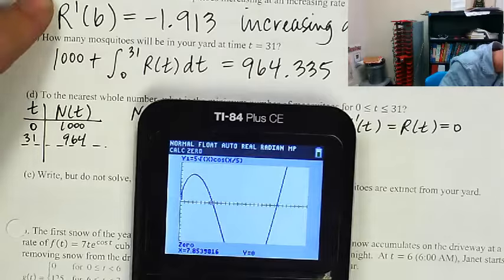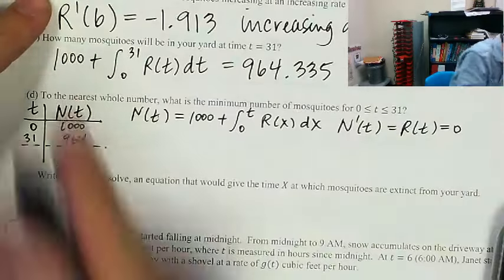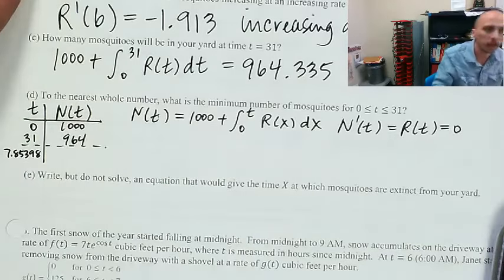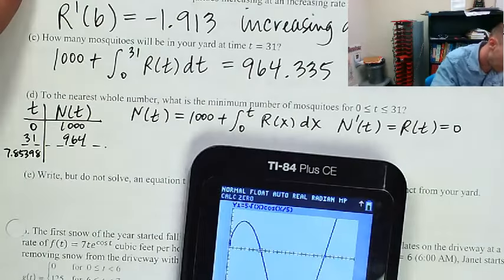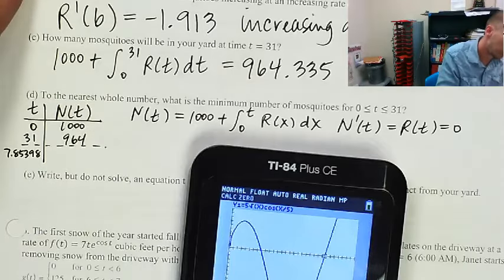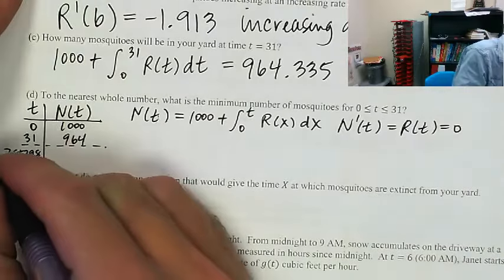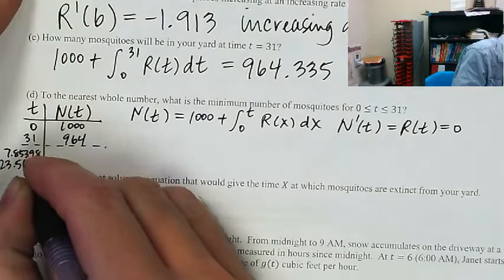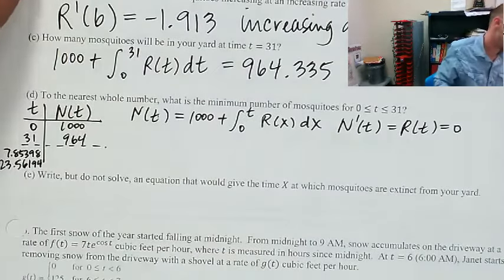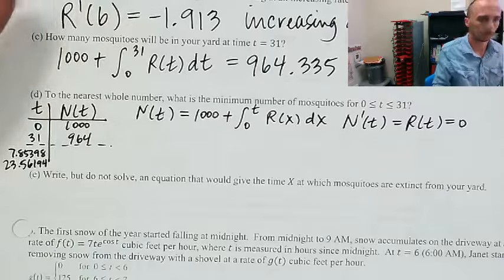So 7.85398. Right, and we'll do that. And then I'm going to calculate the other 0. It's between 15 and, say, 30. And I get 23.56194. Okay, cool. And now we're going to run these through N of t.